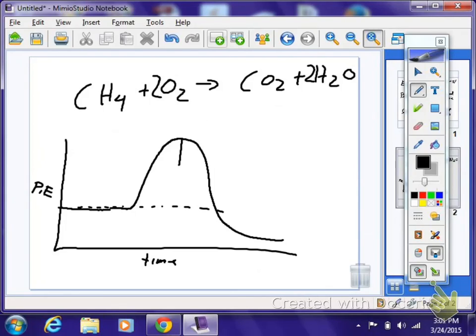Do you guys remember what we called this amount of energy, EA? You remember what we called this, when it had to get enough energy when it made the collision to get to the top and for the reaction to go? Remember what EA means? Okay. EA is activation energy.